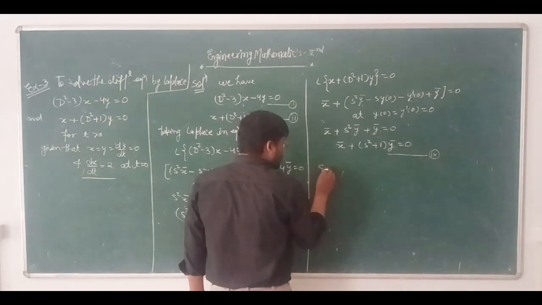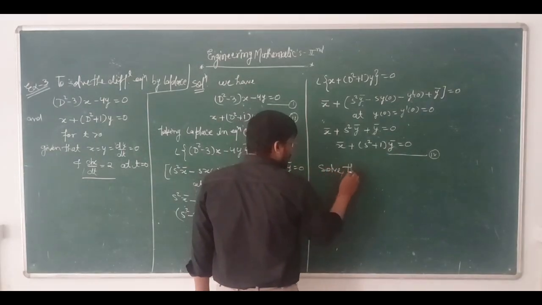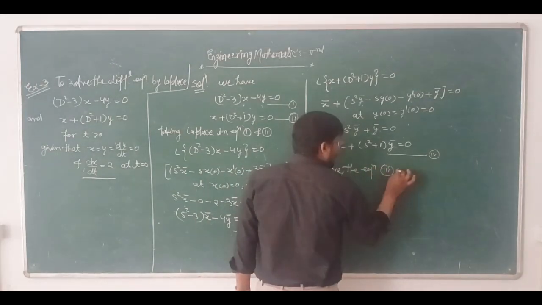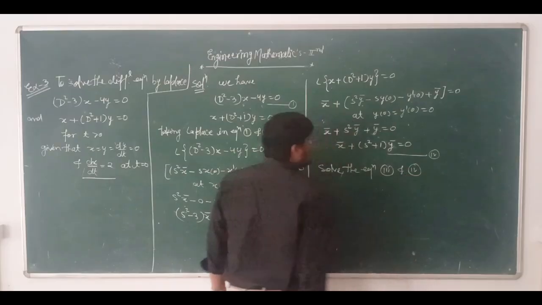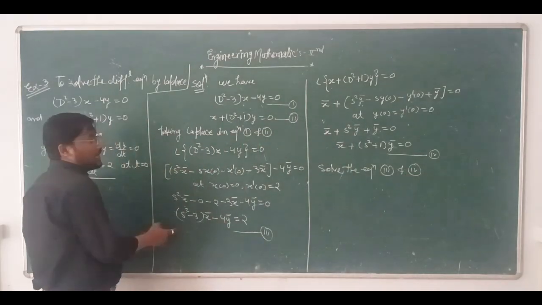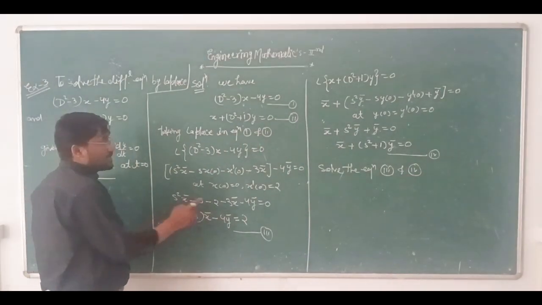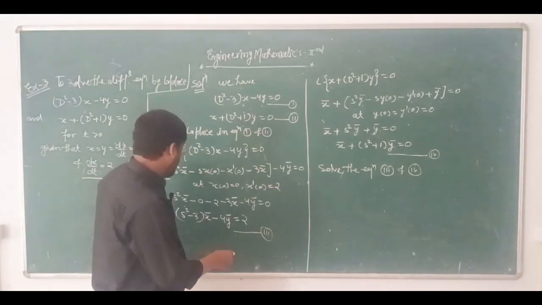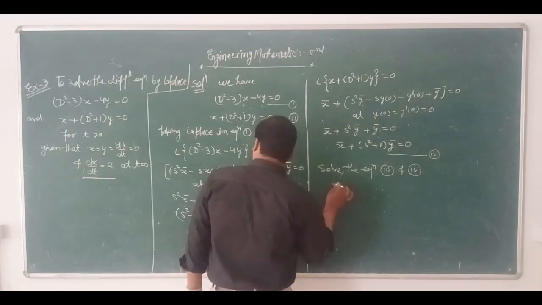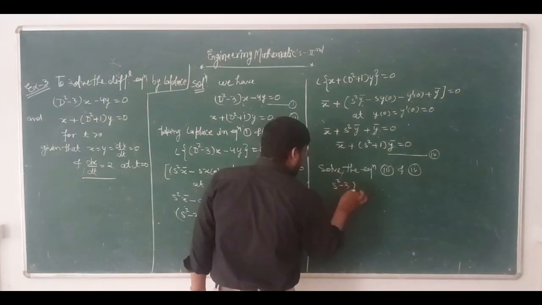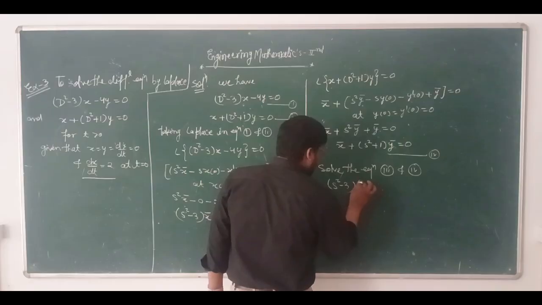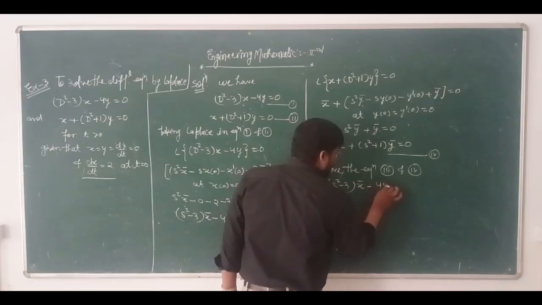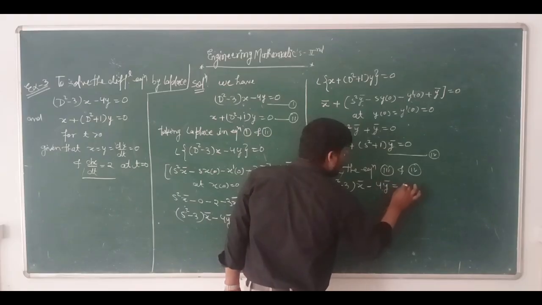Now solve the equations 3rd and 4th. First I cancel the x. Now you can write (s square minus 3) Laplace of x minus 4 Laplace of y is equal to 2.